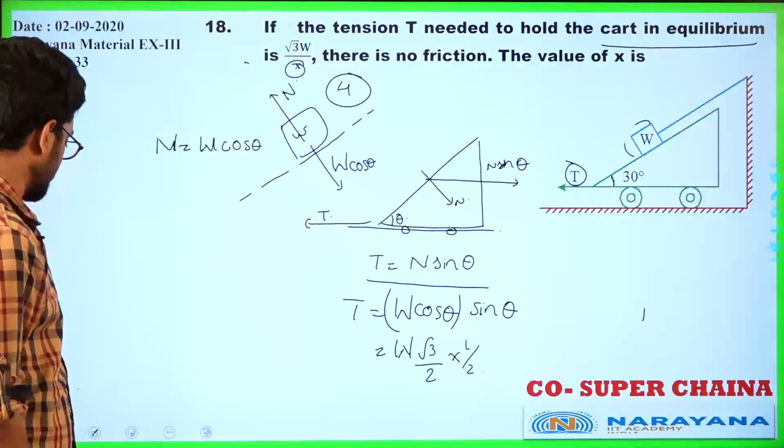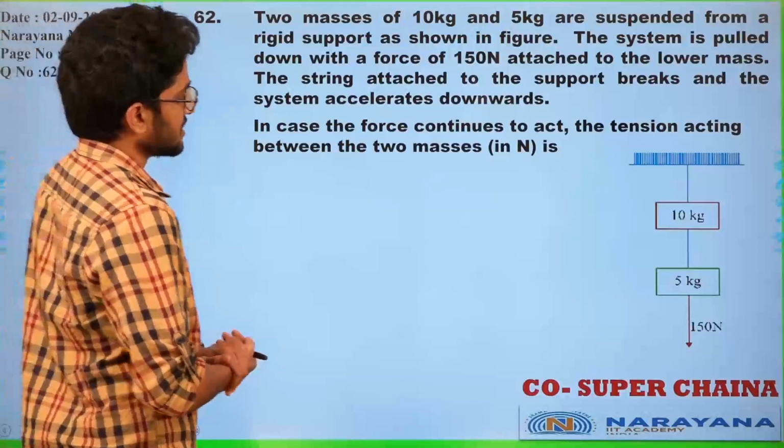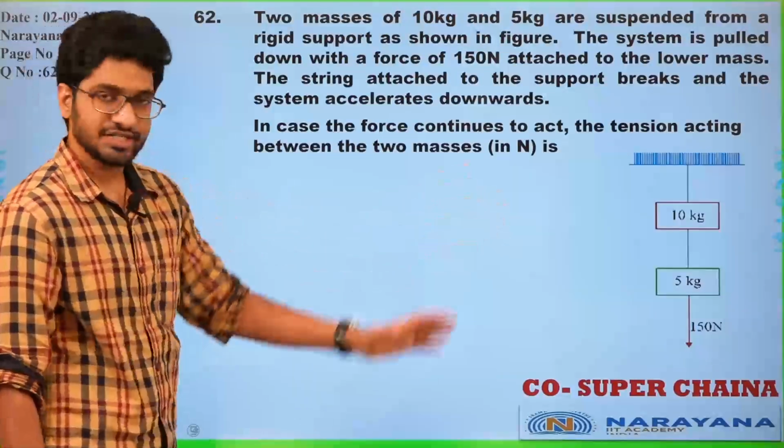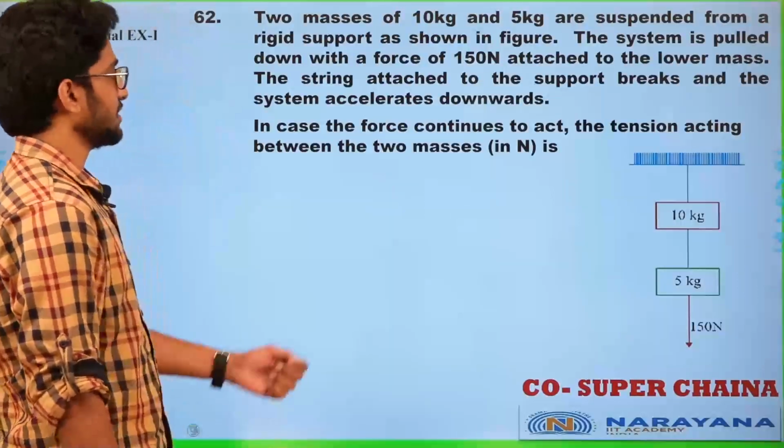Let's move to the next question. So here is another question. Two masses of 10 kg and 5 kg are suspended from a rigid support. So they are initially suspended. The system is pulled down with a force of 150 newtons attached to the lower mass.